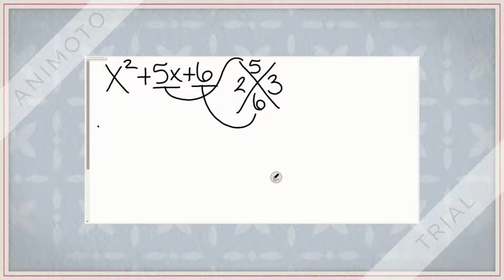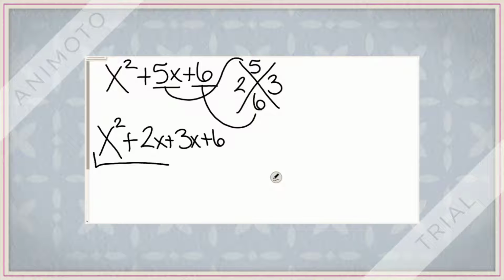Then we're going to come down here and rewrite our equation, but instead of using 5x, we're going to use our two new terms. So we're going to have 2x plus 3x, and then bring down your 6. Because 2x plus 3x, if you combine those like terms, you get 5x. So after you get here, we're going to factor using the grouping method.